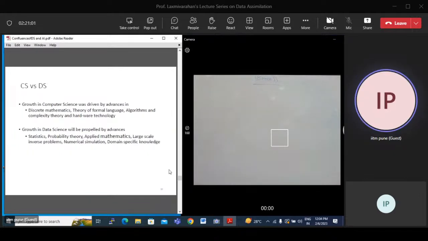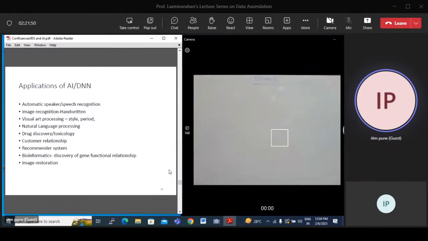So I would like to now distinguish between what is computer science and what is data science. Growth in computer science was driven by advances in discrete mathematics, theory of formal languages, algorithms, complexity theory, and hardware technology. Growth in data science, on the other hand, is propelled by advances in statistics, probability theory, applied mathematics, large-scale inverse problems, numerical simulation, and domain-specific knowledge. The domain-specific knowledge is what separates computer science from data science. Data science in medicine, data science in geology, data science in planetary science, data science in genomics, domain-specific data analysis is what data science is all about.